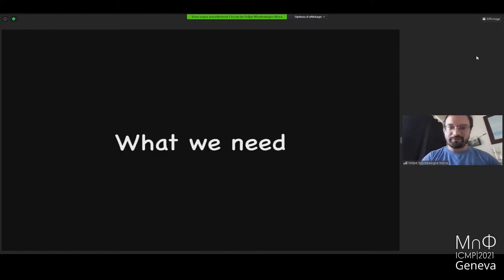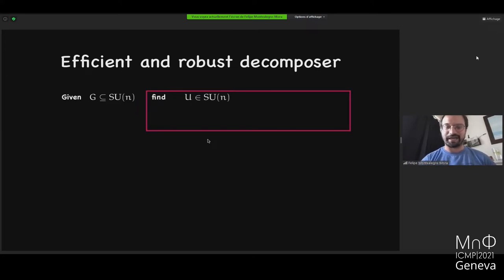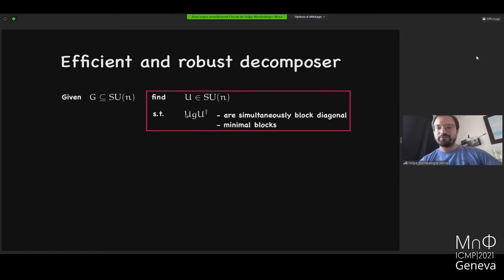So what do we need? After doing some theory, what you realize we need is that you're given as an input the subgroup. You assume that you already know the symmetry of the SDP from theoretical analysis. And what you want to find is a change of basis matrix, so basically a unitary matrix, for which the group elements are all simultaneously block diagonalized.